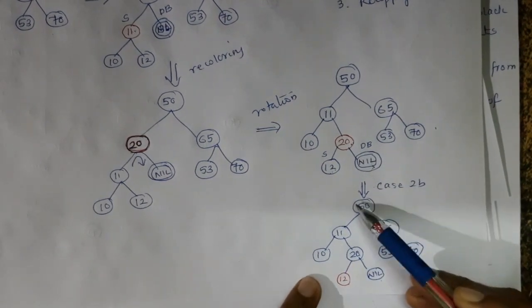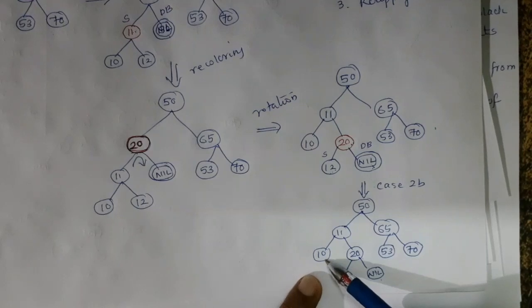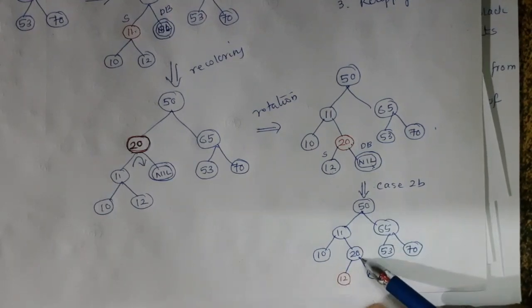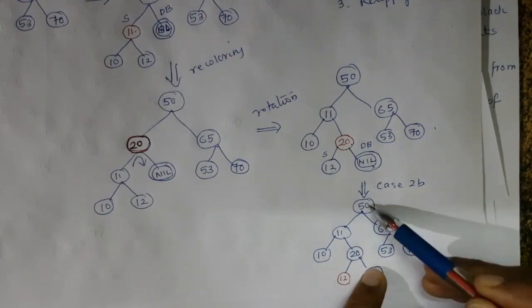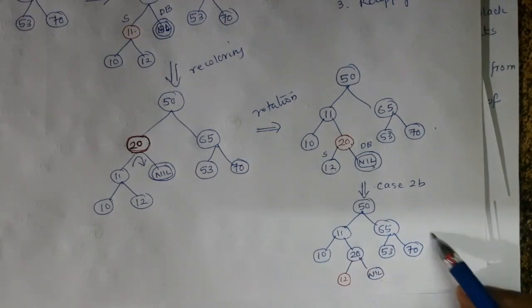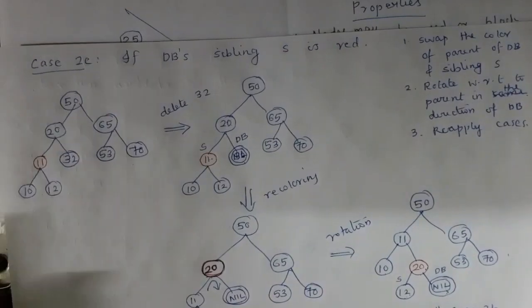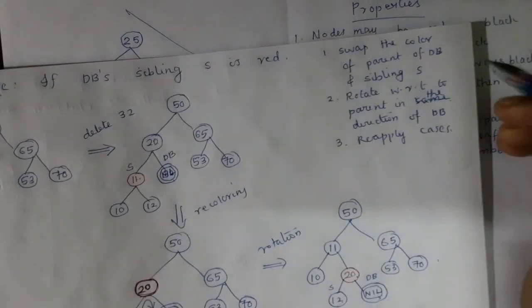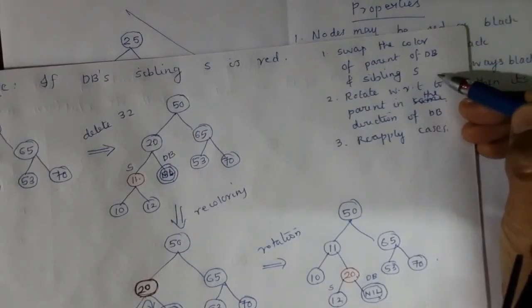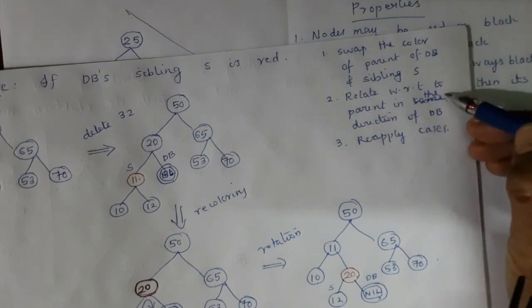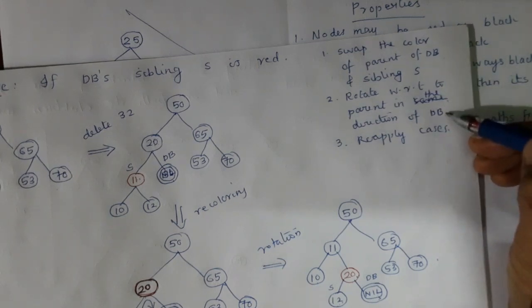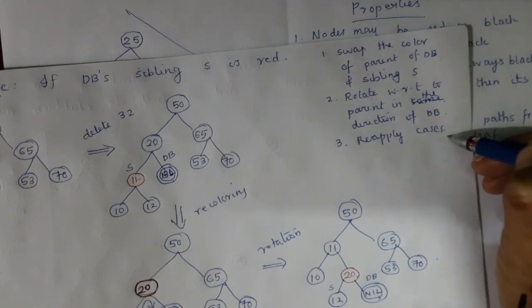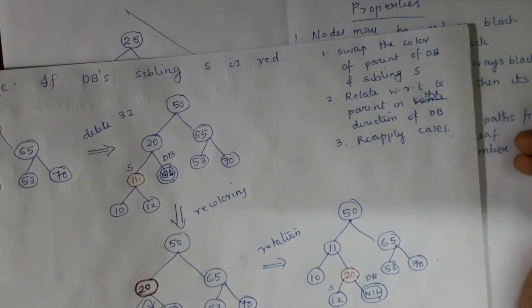Now it is a red black tree. Here there are 3 black nodes. This path also 3 black nodes. Here also 3 black nodes. Here also 3 black nodes. So we resolve the issue. So in case 2e, if DB sibling S is red, we swap the color of parent of DB and sibling S. Then perform rotation with respect to the parent in the direction of DB. Then reapply the cases. That means it may go to other cases.